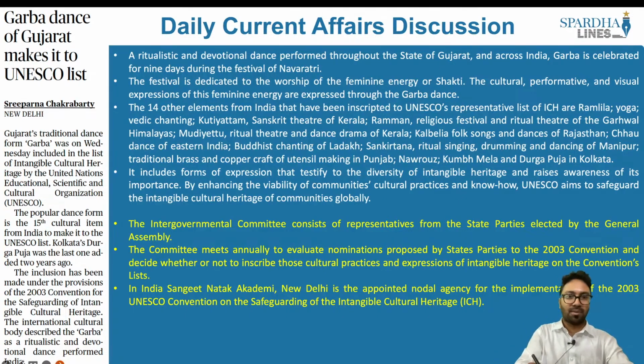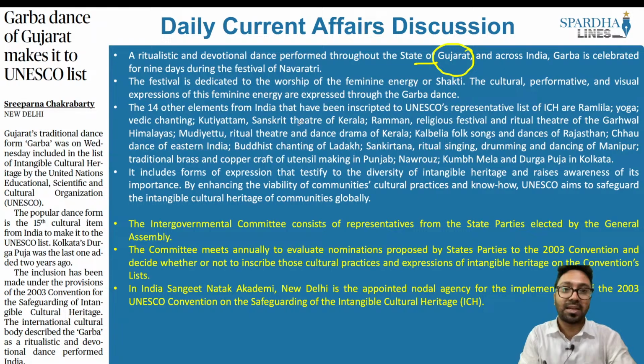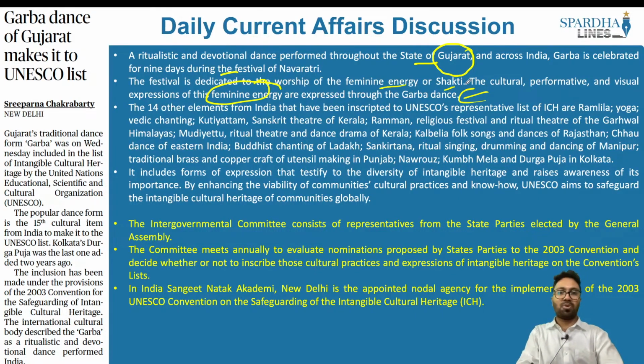When we speak about Garba, it happens to be a ritualistic devotional dance performed throughout the state of Gujarat. So it is performed in which state? It is performed in the state of Gujarat and across India. Garba is celebrated for 9 days during the festival of Navratri. This festival is dedicated to the worship of feminine energy or Shakti. The cultural, performative and visual expressions of the feminine energy are expressed through the Garba dance. First important factor.